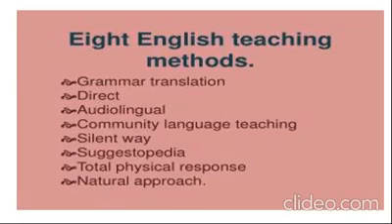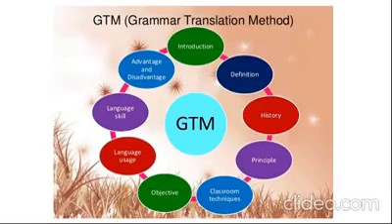Actually, there are 8 prominent English teaching methods in the world. The first one is grammar translation method. The second is direct method. Third is audiolingual method. Fourth is communicative language teaching. Fifth is silent way. Sixth is suggestopedia, seventh is total physical response, eighth is natural approach. Today we will start with grammar translation method, that is GTM. So here we will find introduction, definition, history, principle, classroom techniques, objective, language uses, language skill, advantages and disadvantages.